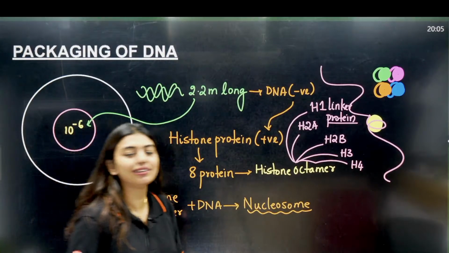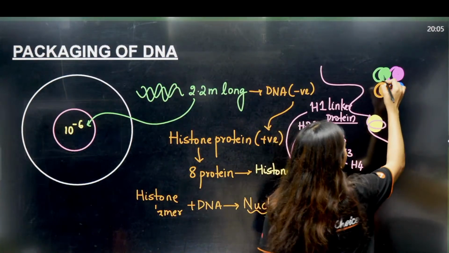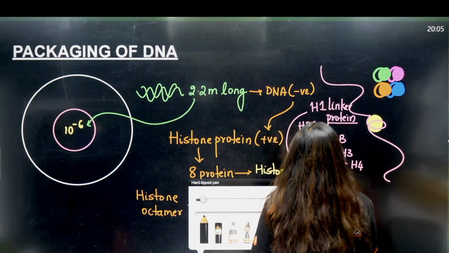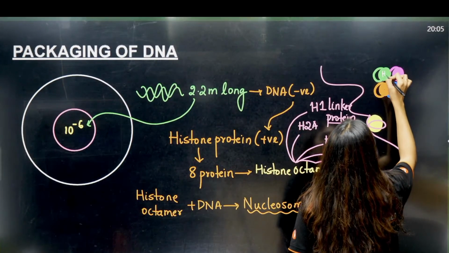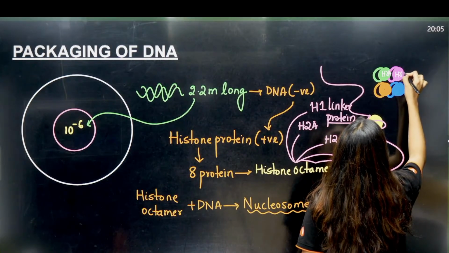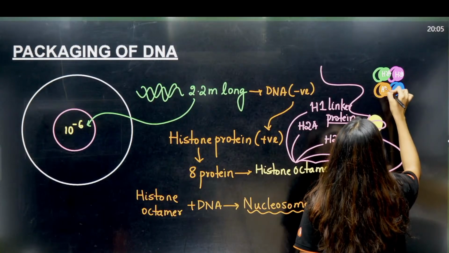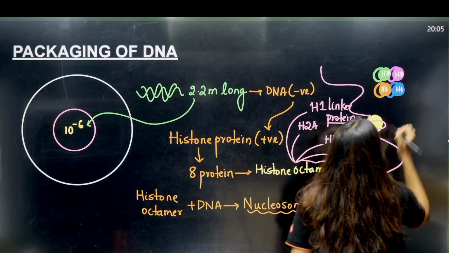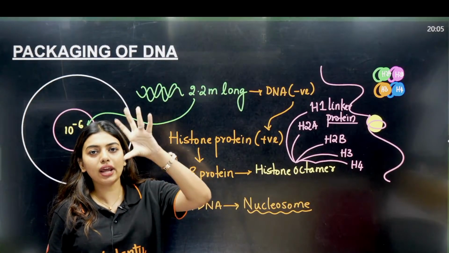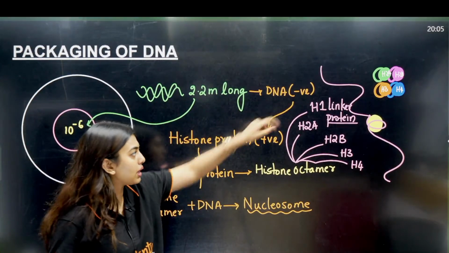Yes, Mintu ma'am. Okay, so they have formed 8 of them, students. So this is going to be my H2A, H2B, H3, H4. This together has formed the octamer, 2 each. H2A, H2B, H3, H4, 2 each have formed an octamer.